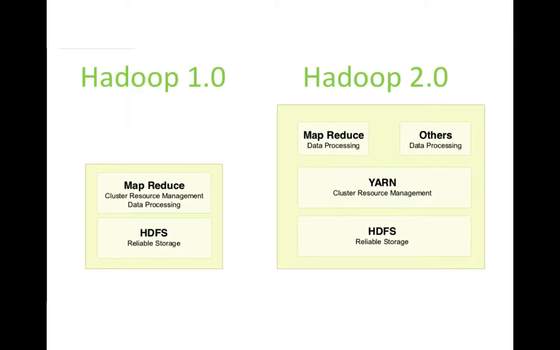To overcome these limitations, Hadoop 2.0 was introduced. In Hadoop 2.0, along with MapReduce and HDFS, we also have YARN. YARN stands for Yet Another Resource Negotiator. It's a cluster resource management layer, and other data processing frameworks apart from MapReduce are also introduced in Hadoop 2.0.